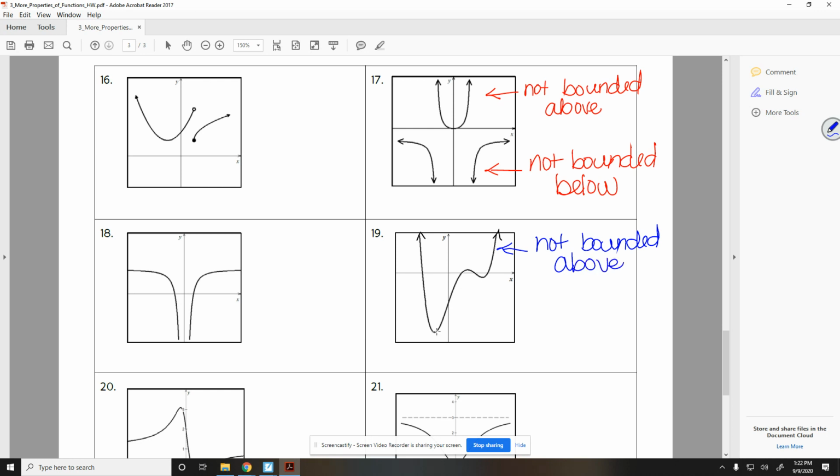Okay, do you see what I mean? This is the minimum value. It's never going to go lower than that single point, which means it stops at the bottom. It has a minimum. So it is going to be bounded below.